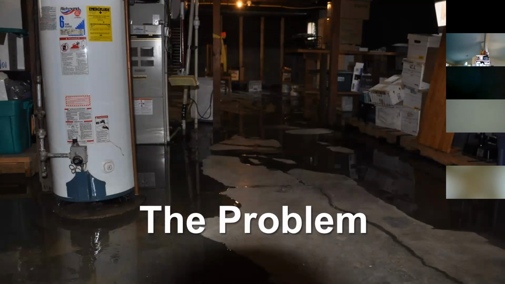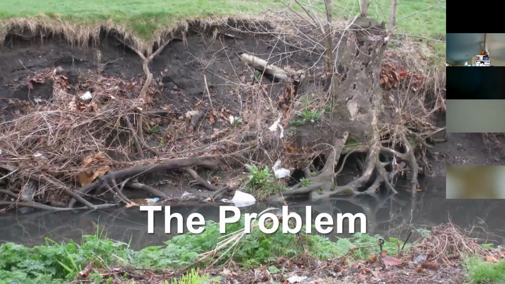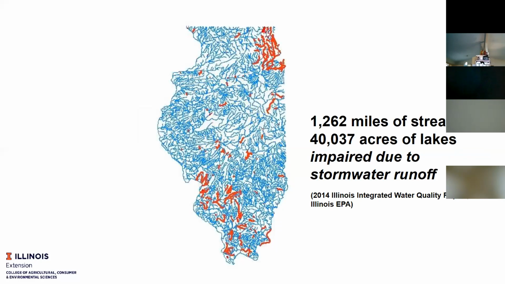Now, does it flood everywhere in Illinois? The answer is yes. Flooding happens all over the state. With more people in the Chicago region, there are more instances there, but it does happen all over the state. Now here we see another problem, downstream water quality. According to the 2014 Illinois Integrated Water Quality Report, Illinois had more than 1,000 miles of streams and 40,000 acres of lakes impaired due to stormwater runoff.